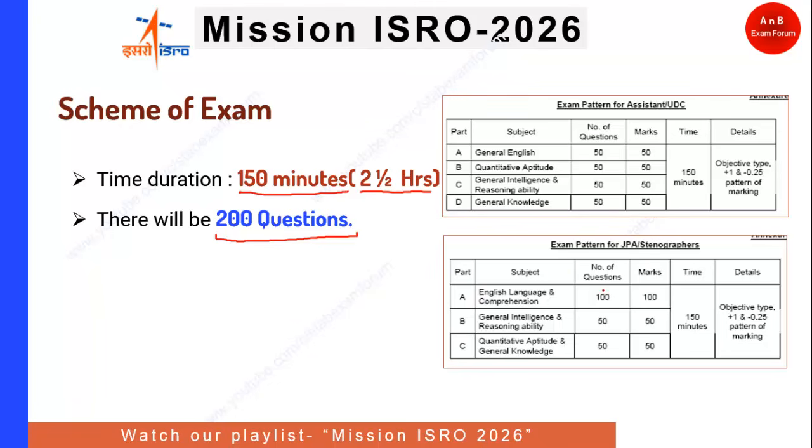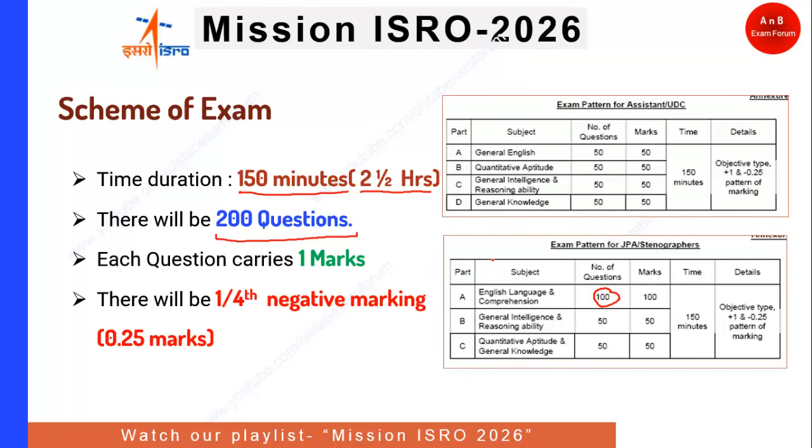Here the number of questions in English language and comprehension is increased from 50 to 100, and the 2 sections, quantitative aptitude and general knowledge, are merged. In Assistant and UDC, there are as usual 4 parts, and each part will have 50 questions in it, and each question carries 1 mark, thereby the exam would be of 200 marks. And there will be 1/4 negative marking, that is 0.25.